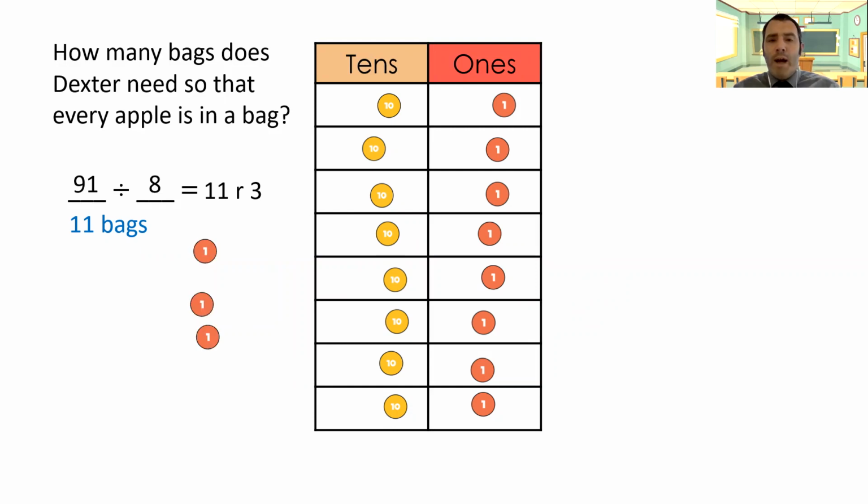So I've got the 3 remaining. So I'm going to need 1 more bag. So the answer is actually 12 bags. Well done if you got that. Remember this for next time because we're going to be carrying on working through with our dividing.